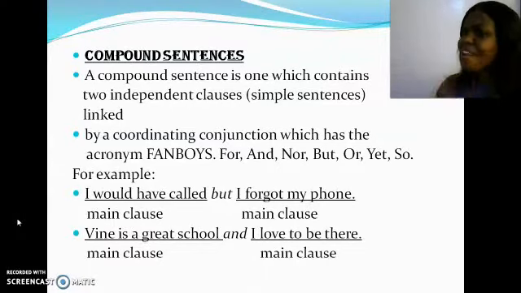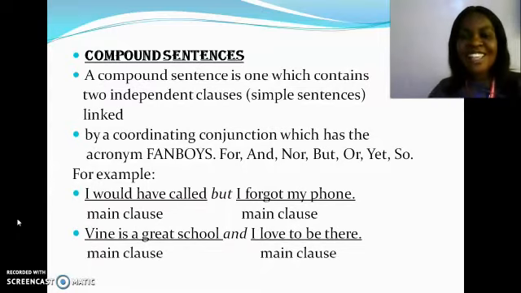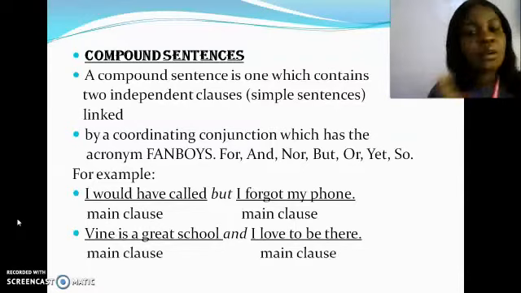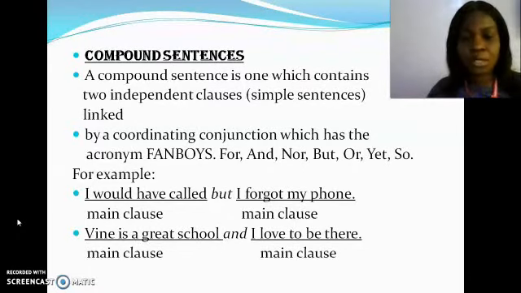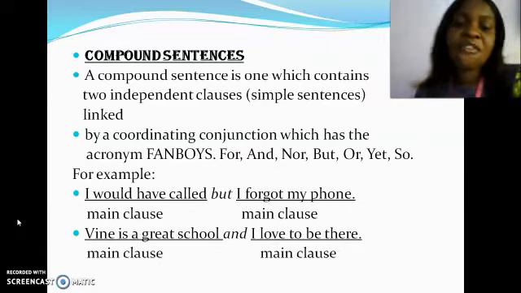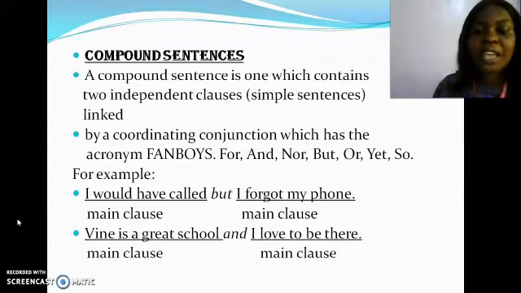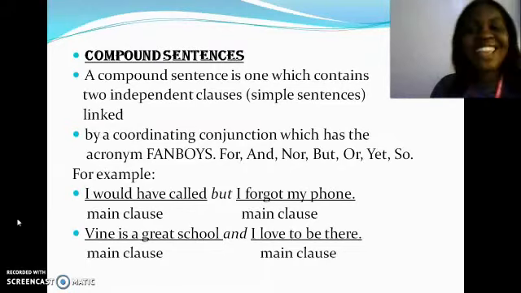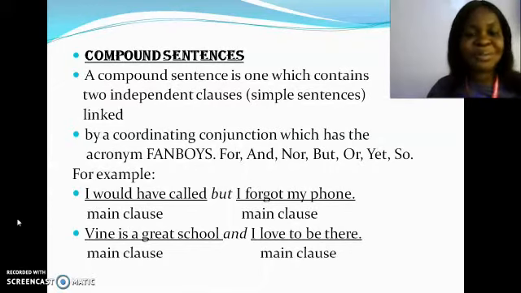It has the acronym FANBOYS. Remember your FANBOYS? Yes. Oh, please, girls. It's not a boy thing. It's just the acronym. So it's FANBOYS. The F for fanboy stands for, the A for and, the N for no, the B for but, the O for or, the Y for yet, and of course the S for seldom.